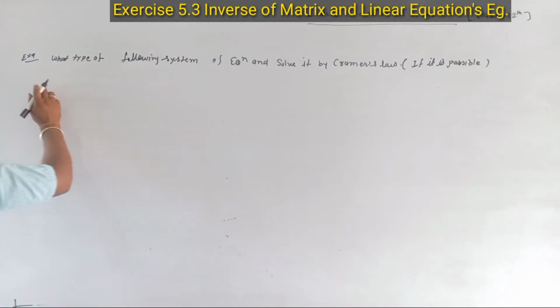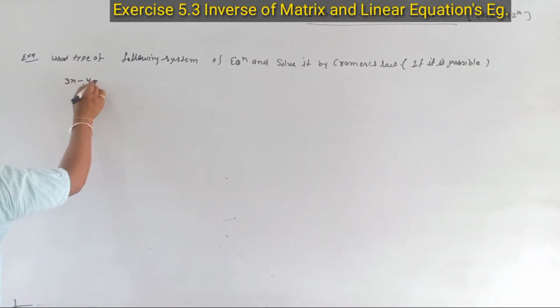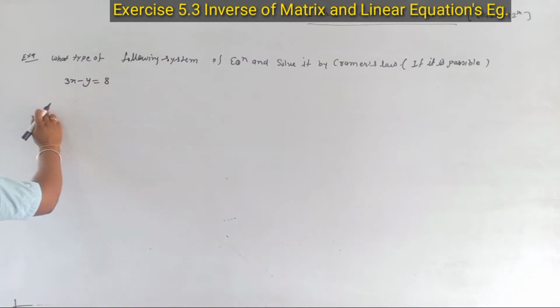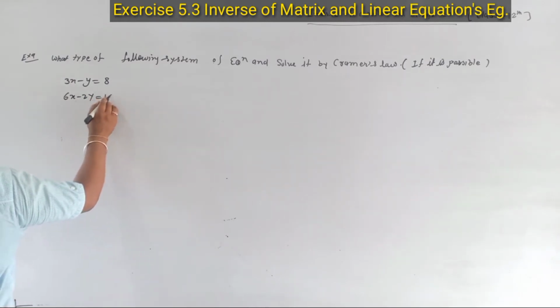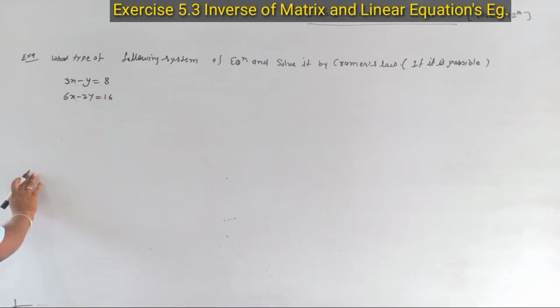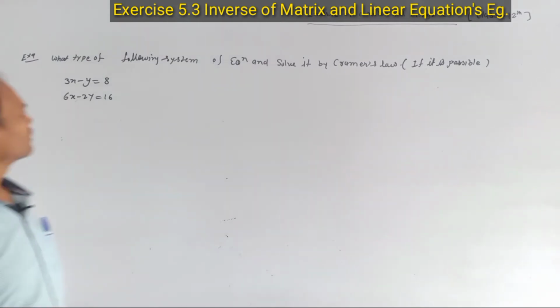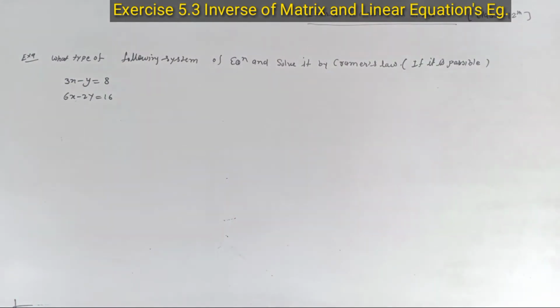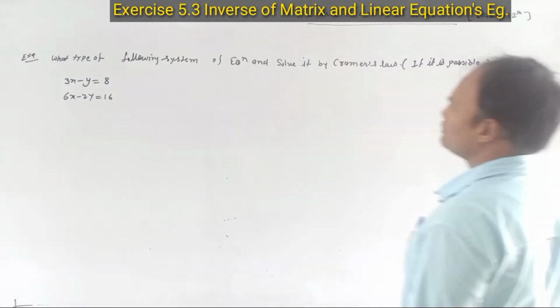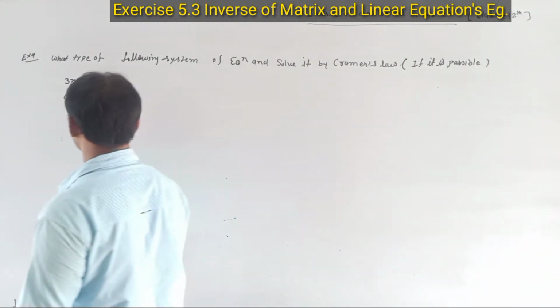Question is 3x minus y equals 8 and 6x minus 2y equals 16. So 3x minus y equals 8 and 6x minus 2y equals 16. It is given, and we have to solve this. So how can we solve? Let's see.